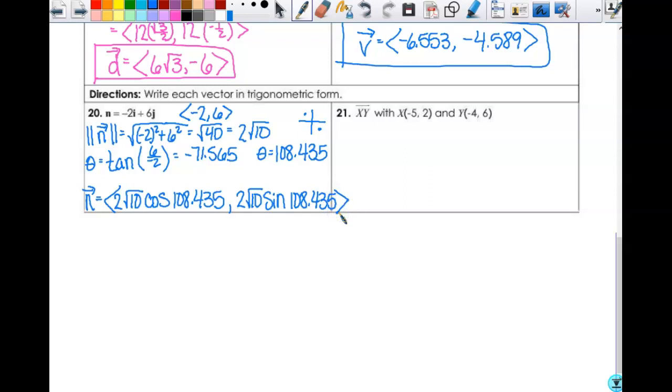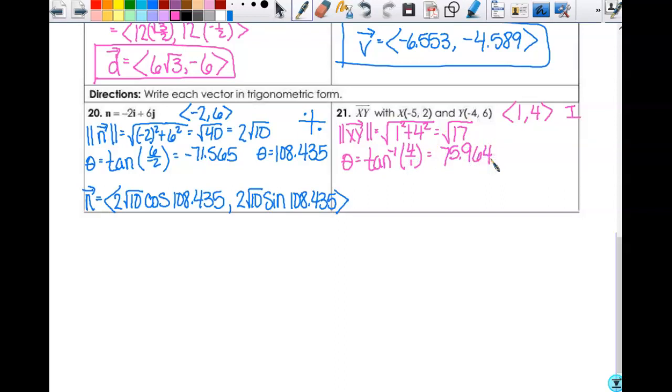Okay. Then for number 21, I'm going to need to get it in component form. So it's going to be negative 4 minus a negative 5. That'll give me a positive 1. 6 minus 2 is 4. So this is a first quadrant vector. My magnitude of xy is the square root of 1 squared plus 4 squared, which is equal to the square root of 17. Theta is equal to the tangent inverse of 4 over 1. Not an angle we know, so that is 75.964 from the calculator. That's a first quadrant angle.